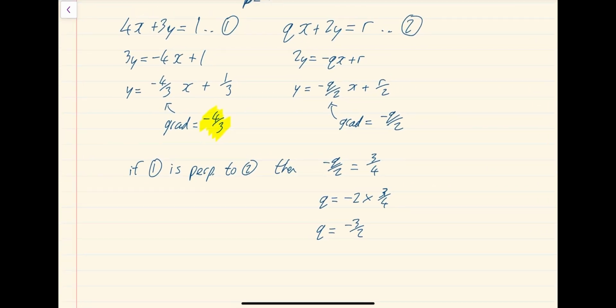So again, we will rearrange and rewrite this equation. We'll use this one, I think, would be the best one. So we'll write it as y is equal to minus q over 2 then.